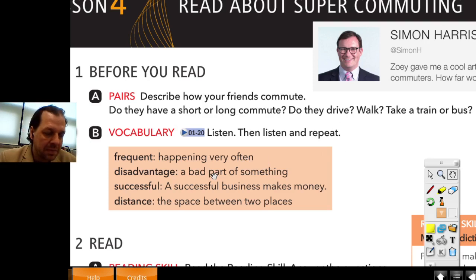So some of your friends might be coming to school from the dormitory. That would be a short walk. Or maybe they live on the other side of town. Maybe they drive a car. Maybe they live in another city where they take the bus to school every day.